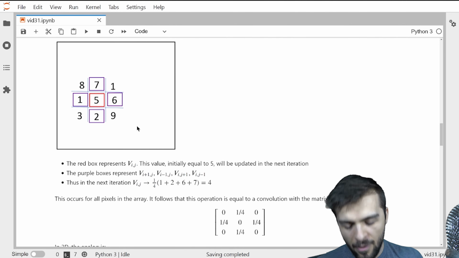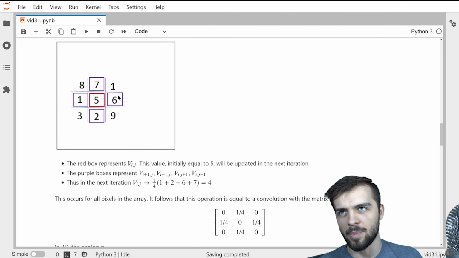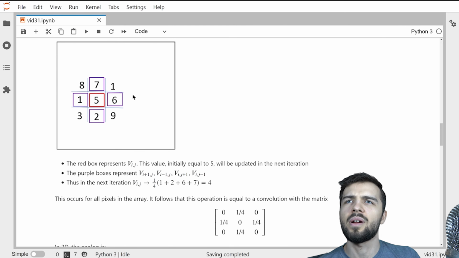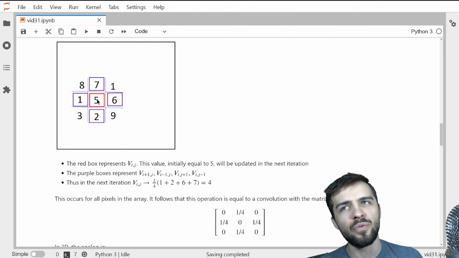So it occurs for every pixel in the array. The same thing will happen to 6. 6 will become the average of 1, 5, 9, and whatever's on the left of this here. Note that I don't use 4. Even though I update this to 4 in the next iteration, when I find the newest value for 6, I'm still using the old value, which is 5 here. So 1 plus 5 plus 9, the average of 1, 5, 9, and whatever's on the right here.